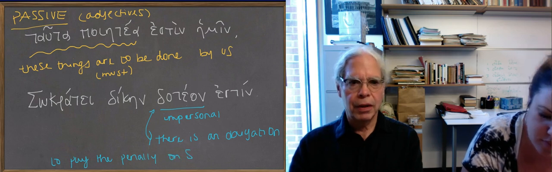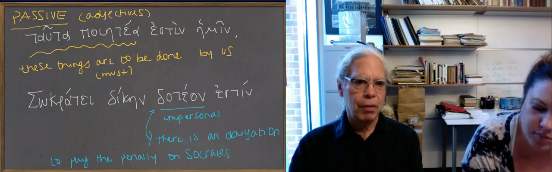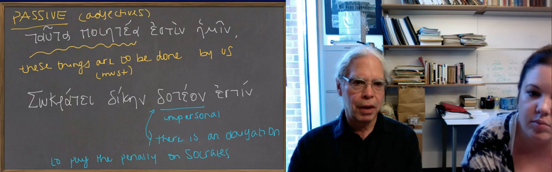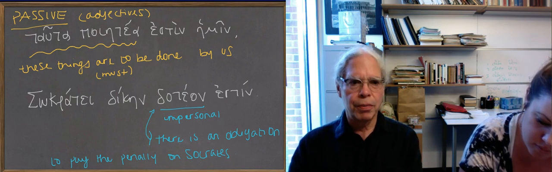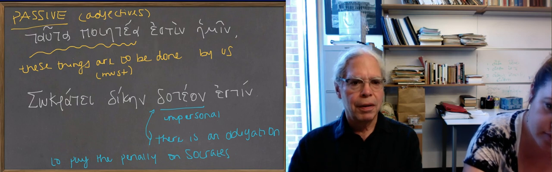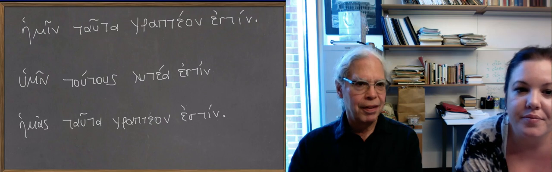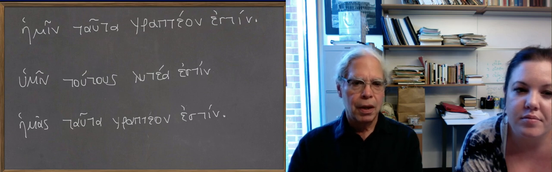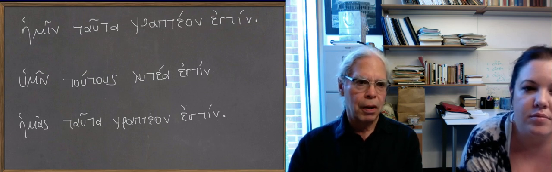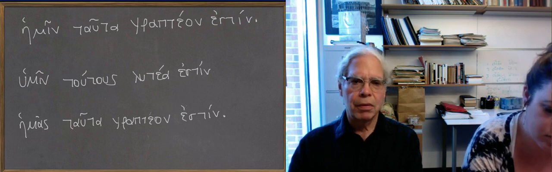So notice that it's active. It's not the penalty to be paid. You've got a direct object of it, whereas in tauta poieta, it's an adjective that's passive. So let's look at some more examples. There we go. Here we have hemin tauta grapteon estin. Again, the impersonal construction. There is an obligation on our part, hemin, to us, to write these things.